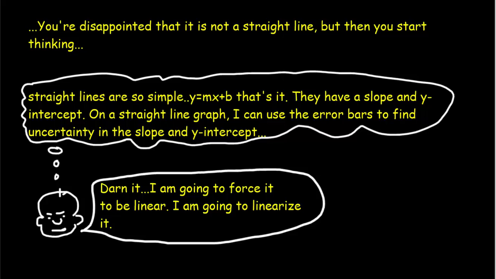And then you start thinking to yourself, well, straight lines are so simple. Just y equals mx plus b. They have that slope, y-intercept. I can put the error bars on there, I can find out the uncertainty in the slope and the uncertainty in the y-intercept, so that makes them really easy to analyze. How could I make this graph look like a straight line so that I could use all of those analytic techniques?